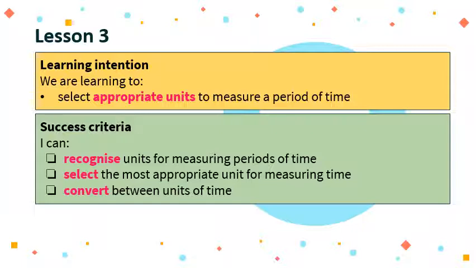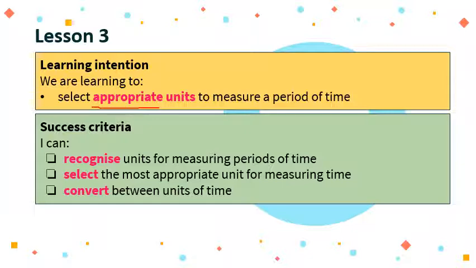Now this word here, appropriate, really means is it the right type of unit in that given situation. So at school we sometimes talk about appropriate behavior. Is it the right behavior, for example, to have in the classroom? Here we're saying, is this the best unit or the most appropriate, the right unit for measuring a certain period of time? To do that, you'll need to be able to recognize units for measuring periods of time, so know which ones are available to us. Select the most appropriate unit for measuring a period of time, and convert between units of time.